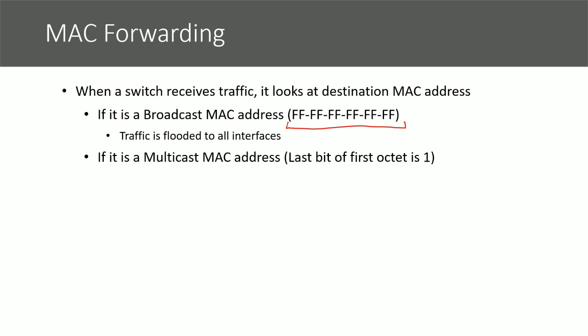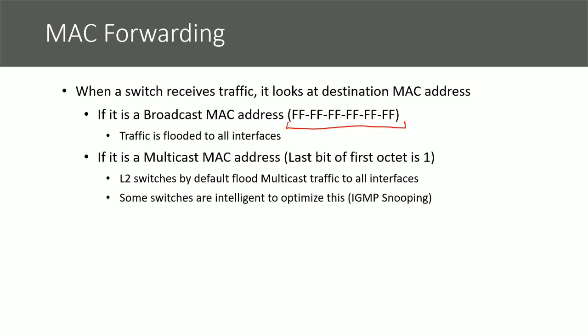If the destination MAC address is a multicast MAC address, which means the last bit of the first octet is 1, in this case layer 2 switches by default will flood multicast traffic to all active devices in the network. Now, there are other protocols that may help in optimizing or filtering multicast traffic, for example, IGMP snooping, but this is not part of this course.